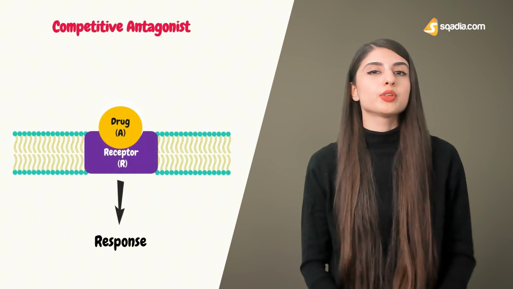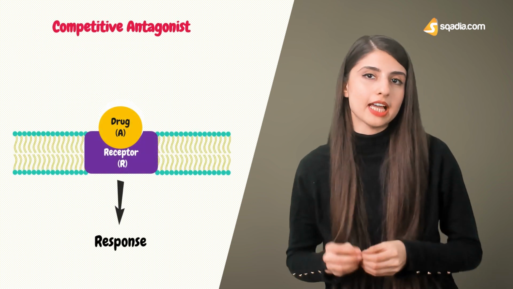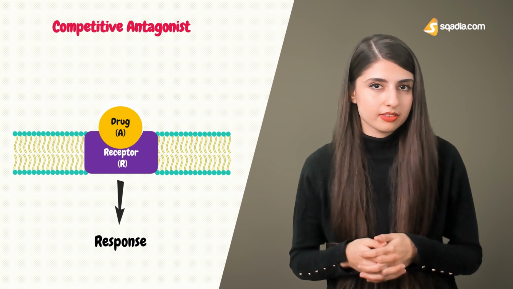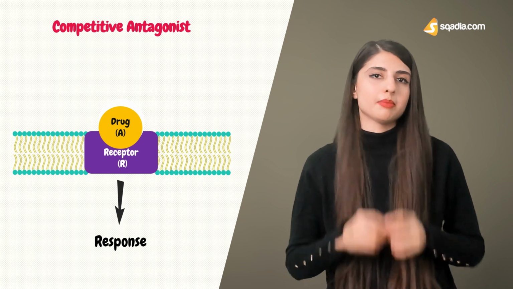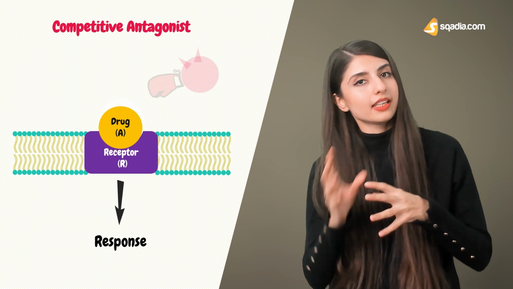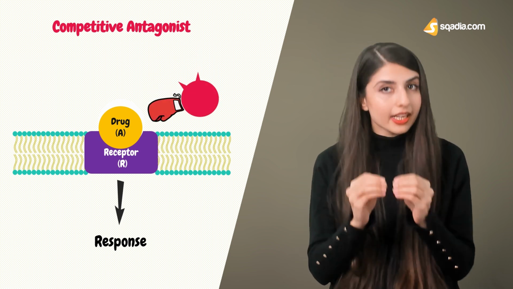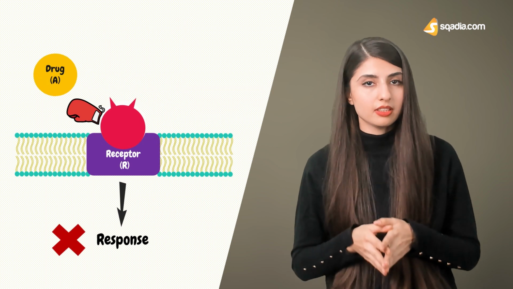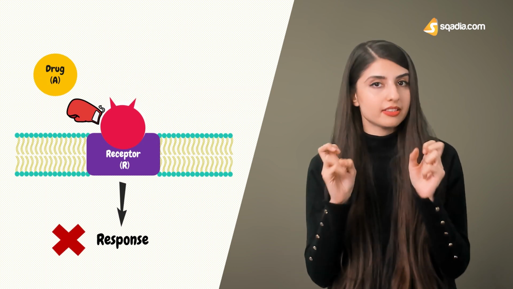So first of all, we're going to talk about competitive antagonists. Well, what is a competitive antagonist? Well, it's already in its name. If both the antagonist and the agonist bind to the same site on the receptor in a reversible manner, they are said to be competitive with each other.